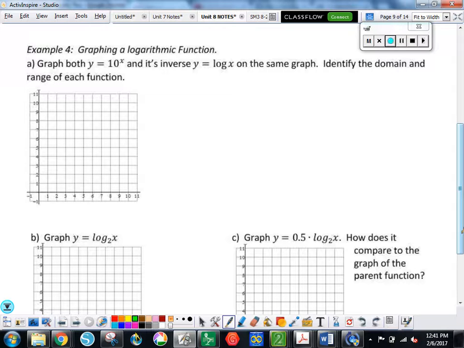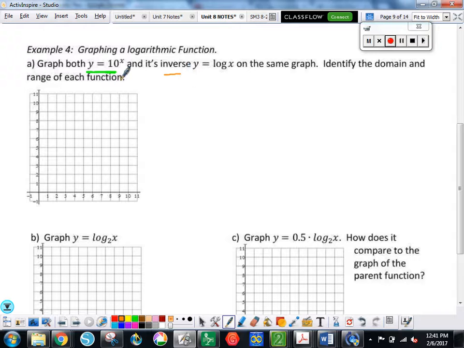Okay, so graph both y equals 10 to the x and its inverse, log of x, on the same graph. This one right here we learned to graph on day 1 and on day 2. The other one we haven't yet. We just know that it's the inverse of this one.